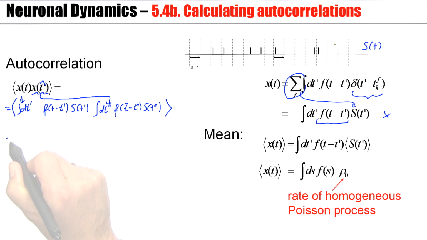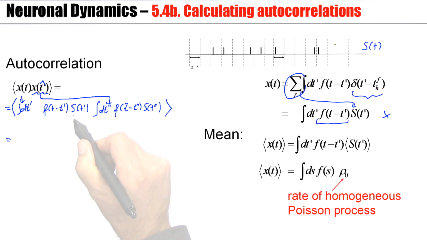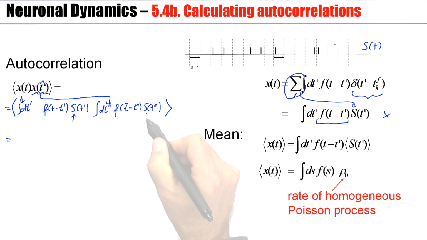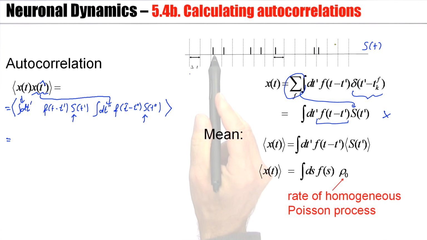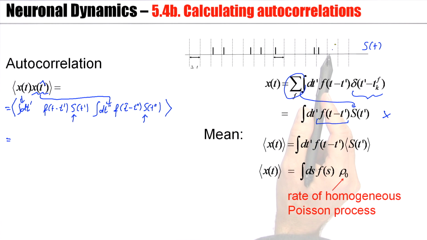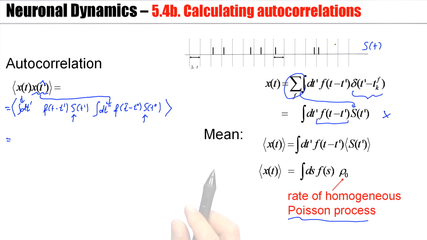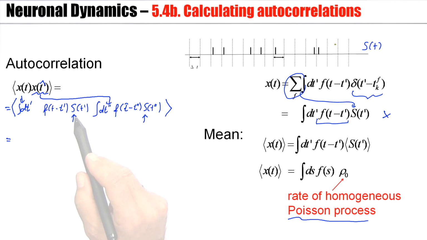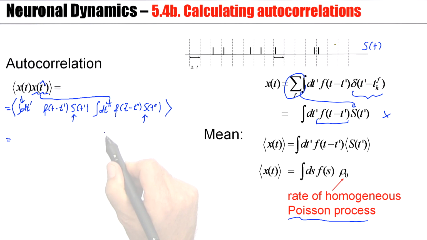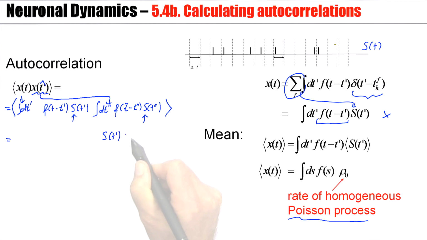Now, the expectation concerns only the spike trains. The spike train is stochastic. Spikes can arrive here or there or there or there. Spikes are, let's assume, generated by some Poisson process. So I would like to bring the two stochastic processes together. So let's write S of t prime, S of t double prime.